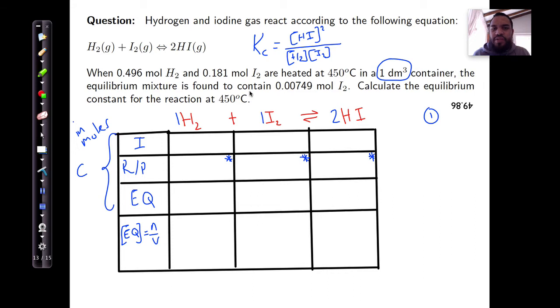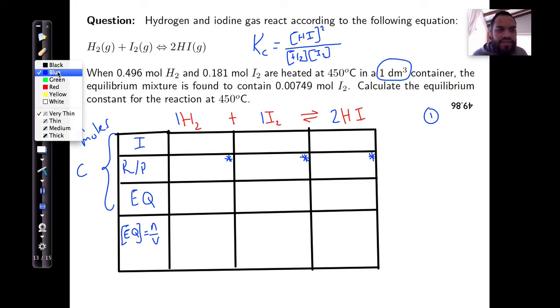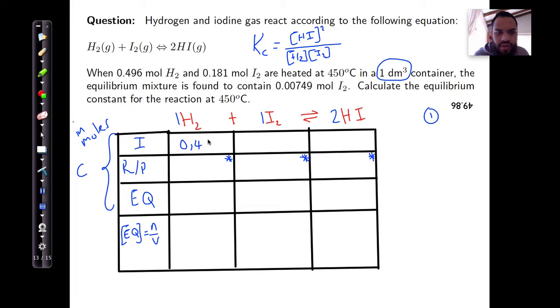They must give you the temperature because the temperature will affect the Kc value, and we'll speak about that in the next video. Now we've just filled in everything that we got, right? Initially, when we started this reaction, we had 0.496 moles of H2, and we had 0.181 moles of I2, and this was heated in, now they don't say we had any hydrogen iodide in the system, which means we started off with 0.